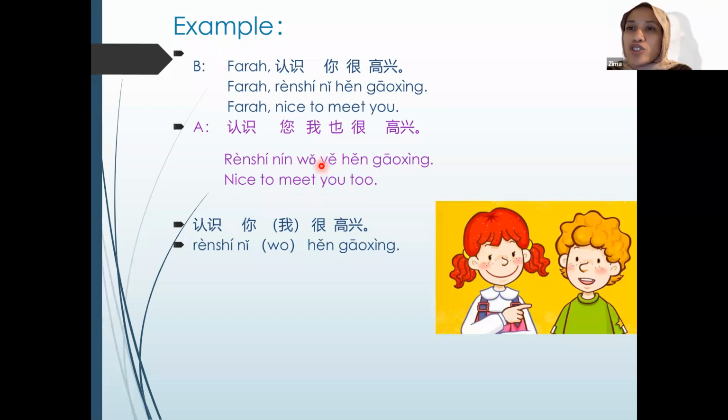Clear? It's very simple. So the term is 认识你很高兴. They omitted the word 我 because this is the term. But when you respond to the term 认识您, you have to add back the word 也 because who is happy too? I am happy too. So you have to add the word too.